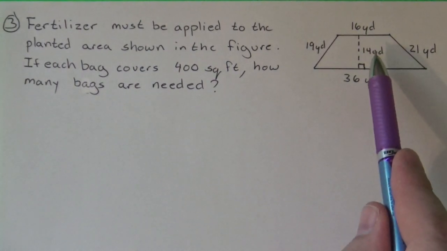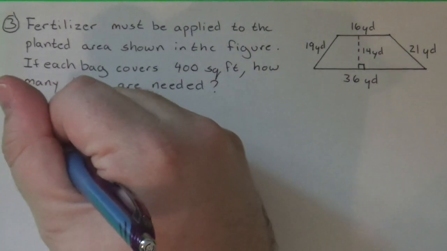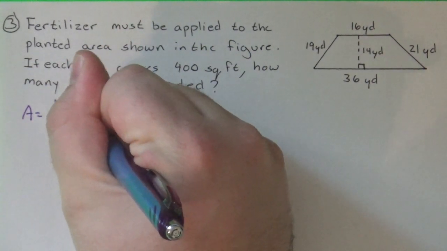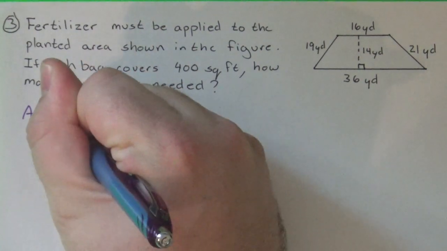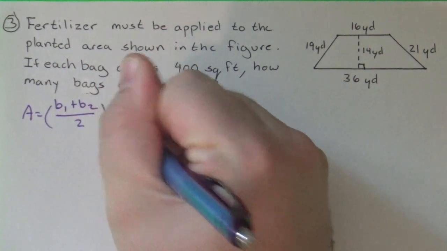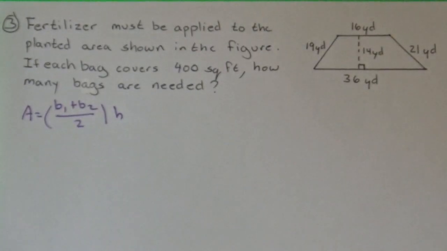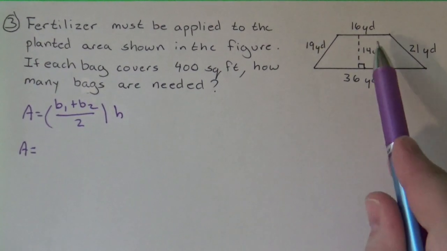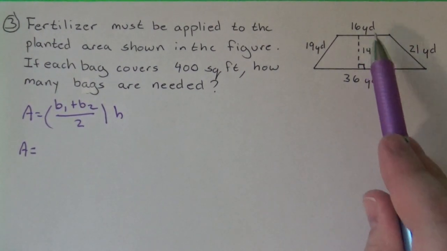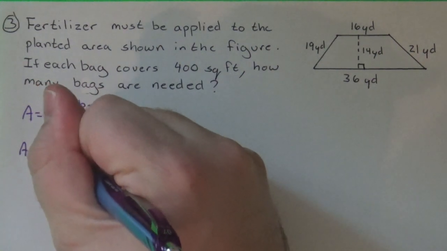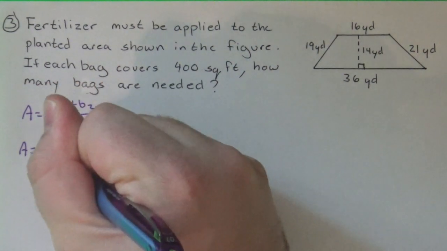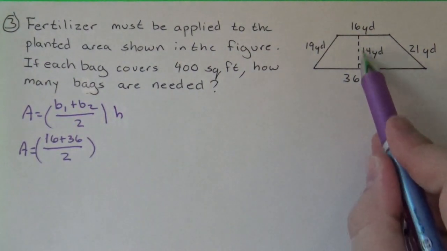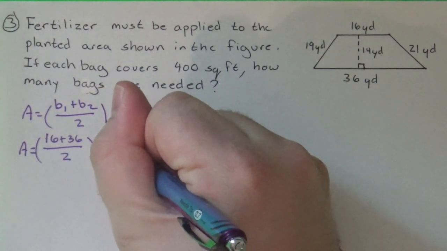to work with here. So because this is a trapezoid, we're going to be using this equation. A is equal to base 1 plus base 2 divided by 2 times h. All right, so we plug in our numbers. What are my two bases? Well, my two bases are the sides that are parallel. Well, 16 and 36, these two are parallel with one another. So I'm going to say 16 plus 36 divided by 2. Well, what's my height? Well, here's my little symbol that I've been talking about. So my height has to be 14.